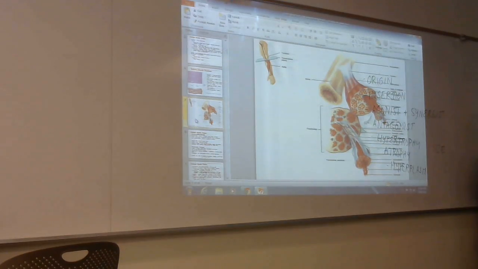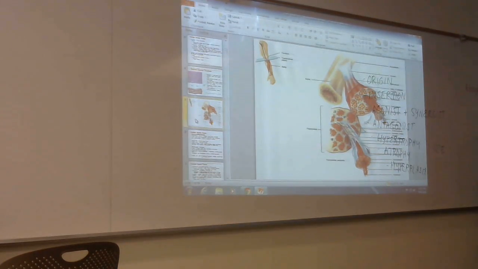Okay? Hypertrophy is increase in size. You're bulking up. When you're exercising, weightlifting, you see you're bulking up. That's hypertrophy. Atrophy, decrease in size. There's actually two types of atrophy.